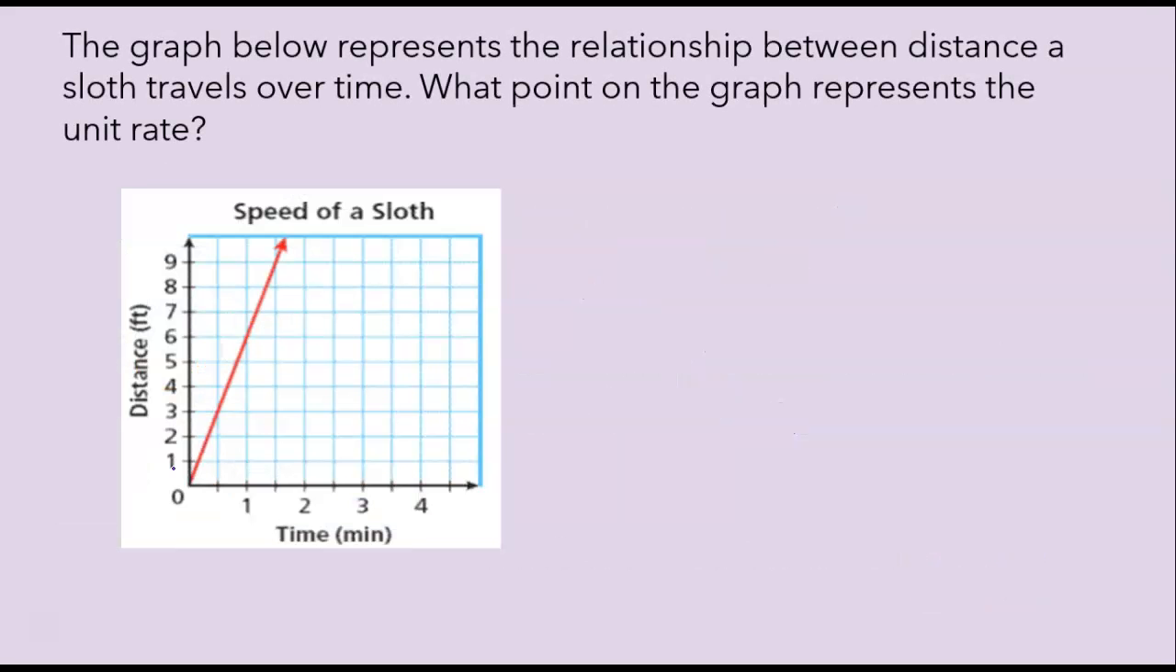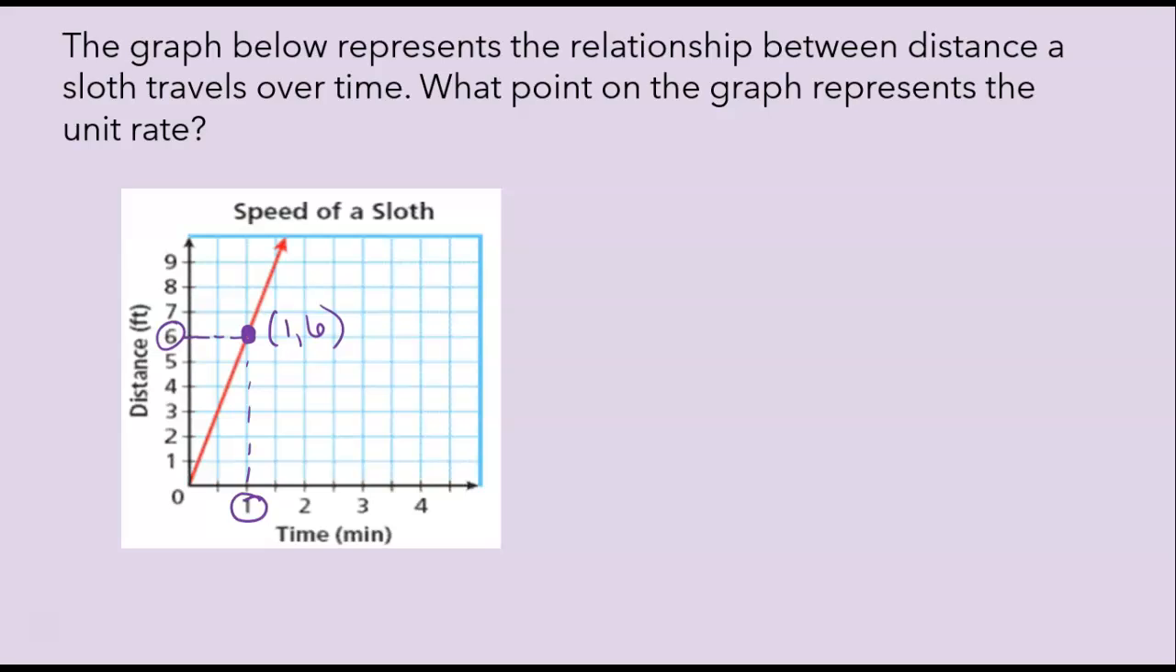All right, let's look at the next one. The graph below represents the relationship between the distance a sloth travels over time, and a point on the graph. What point on the graph represents the unit rate? This is the one I think that's super faint, but you can see it up here. So if I'm going up here and I just want to read the graph, a unit rate means I'm always talking about how many? One. So my unit rate is always where my x value is 1. So 1 minute. So if I follow that all the way up, this point right here is my unit rate. That point of 1, 6, because it lines up with 6 over here. That point represents the unit rate.